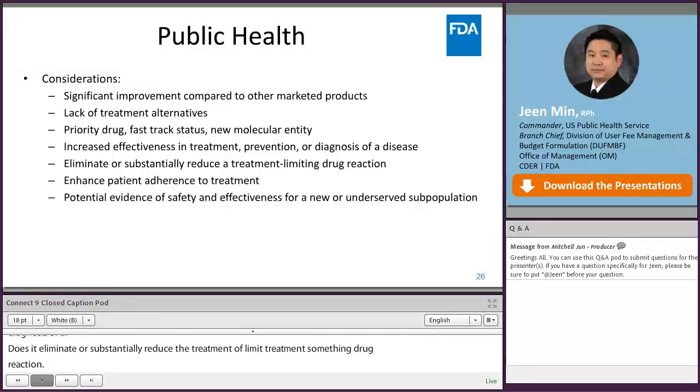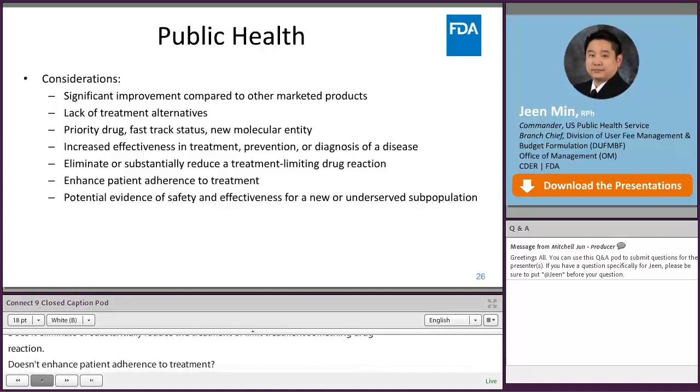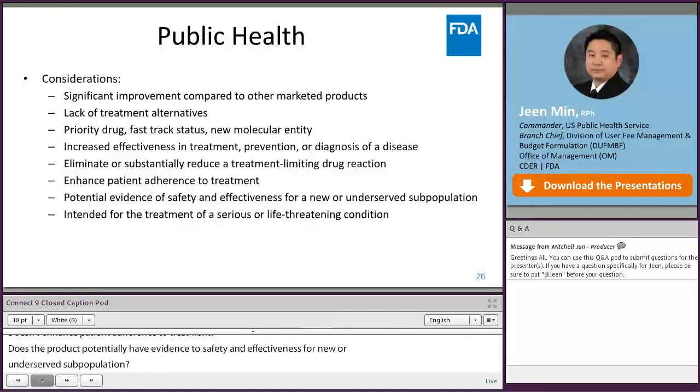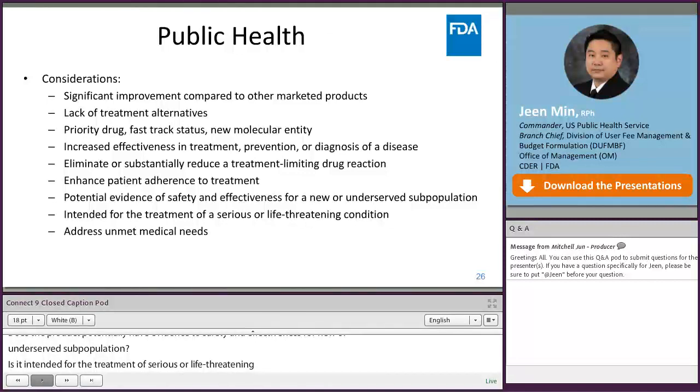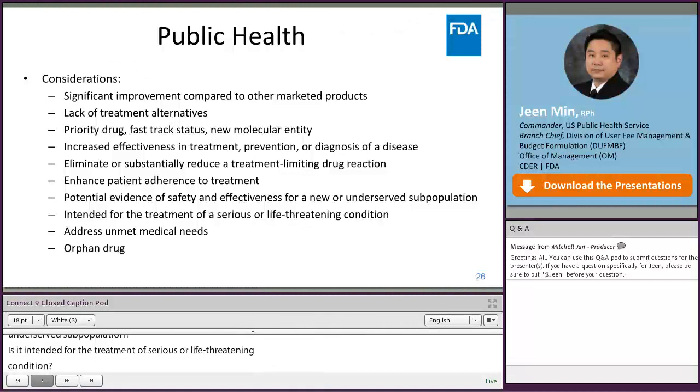Does the product potentially have evidence of safety and effectiveness for a new or underserved subpopulation? Is it intended for the treatment of a serious or life-threatening condition? Does it address unmet medical needs? Or is the drug an orphan drug? Now, please note, this is not an all-encompassing list. This mainly provides firms guidance on what factors FDA takes into consideration when they evaluate whether it qualifies for a public health waiver. There can be unique situations where other factors may be considered.